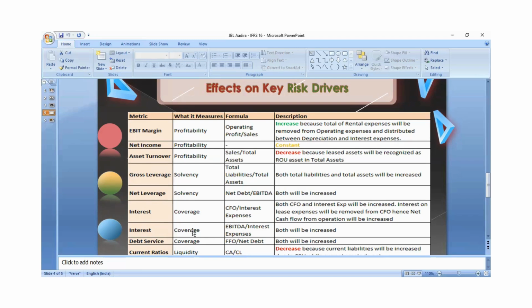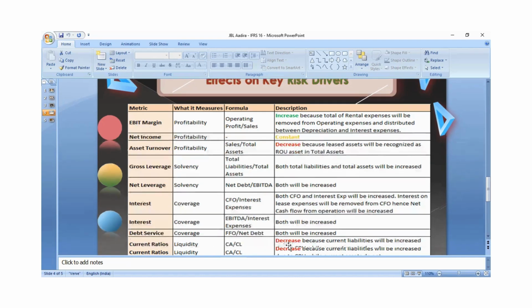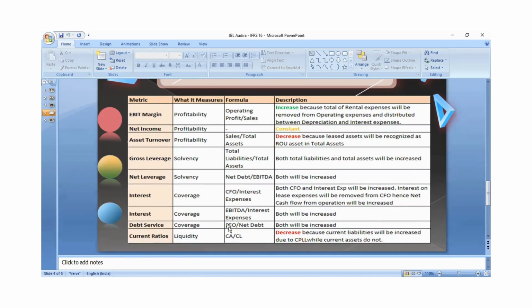So both will be increased. Now, another ratio to calculate interest coverage is EBITDA divided by interest expenses. EBITDA, I have already explained, will be increased. Interest expenses also will be increased. Debt service coverage ratio, fund from operation. I will take a separate session on how to calculate fund from operation, free cash flow from operating activity, and how it has a broader impact on organizations. But for the time being, FFO is basically calculated based on CFO. Since CFO is getting increased, FFO will also be increased. And net debt, I have explained here also, will be increased. It means both will be increased.